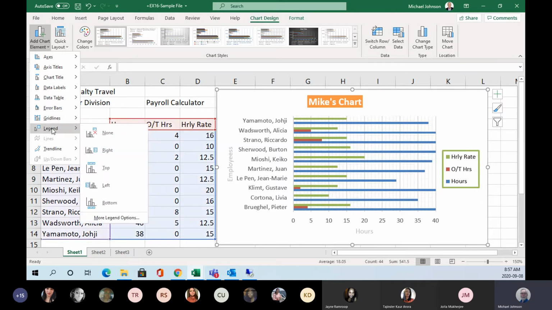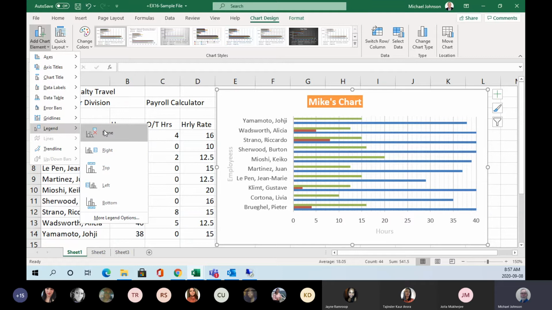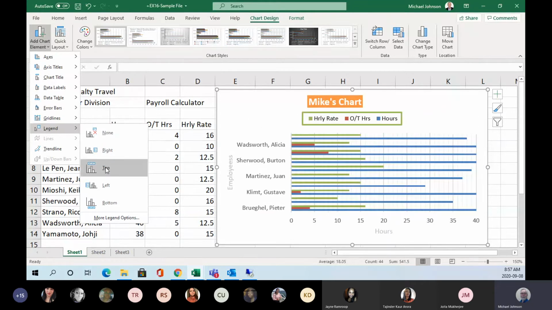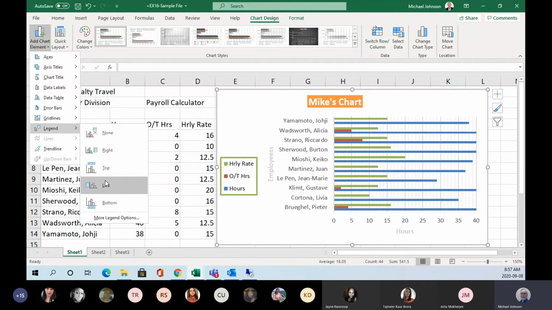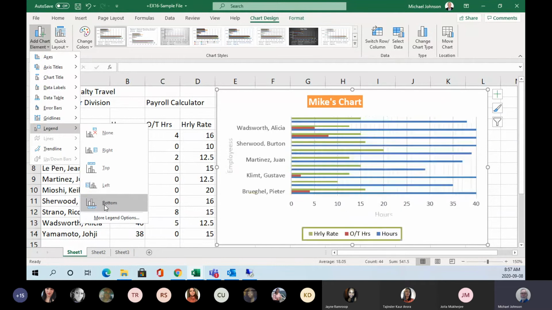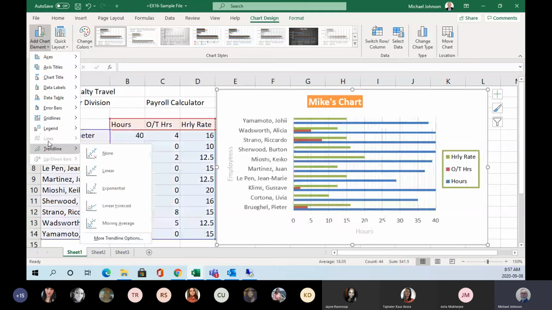And then, of course, the legend. Where do you want your legend? Do you want no legend? Do you want to have it on the right, above? Do you want to have it to the left? Do you want to have it at the bottom? Like, what do you want to have in there? Now, lines are not available because this is the wrong kind of chart. But if you had the right kind of chart, then lines would be available as well.